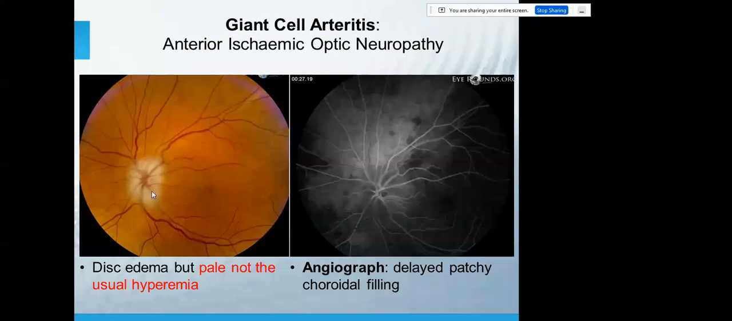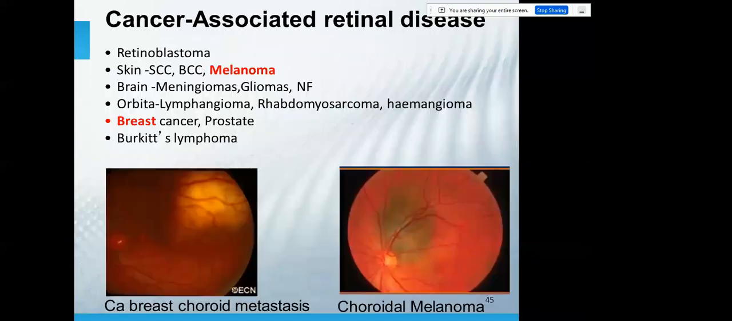So it is described as pallid disc edema. Classically, when you're seeing disc edema, we tell you to say it's hyperemic disc, swollen, all that. But in this case, it's not pink, it is white but swollen, paradoxically. On angiography, you'll of course get delayed filling of the choroid as well as the retina because it is at the larger vessel before it has reached the eye.